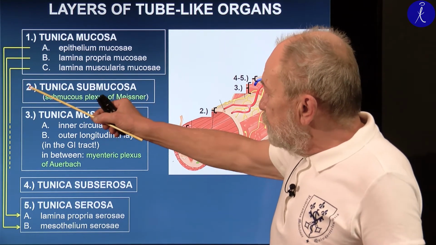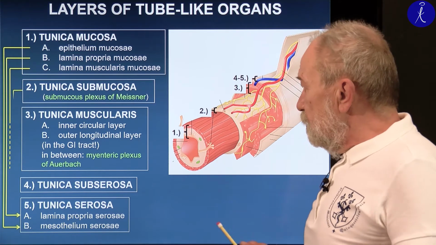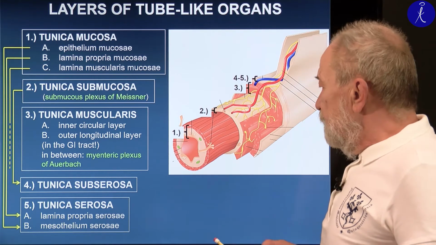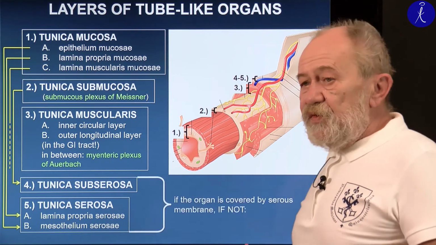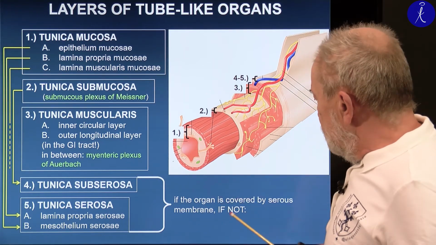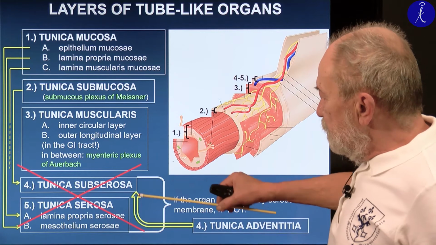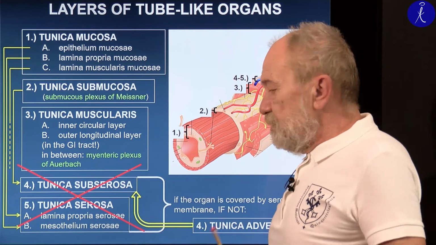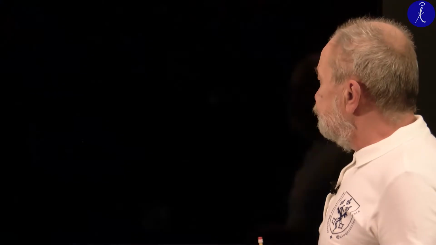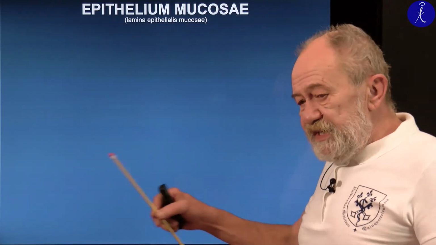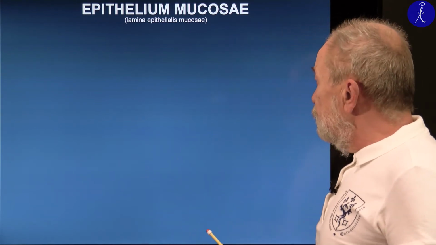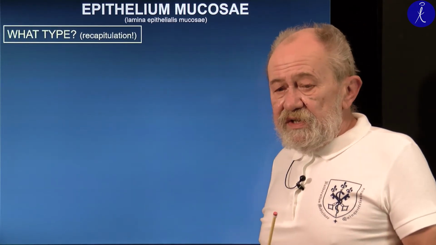And deep to the tunica mucosa, the tunica submucosa comes, and corresponding to that, deep to the tunica serosa, the tunica subserosa is there. If the organ is void of serous membrane coverage, then the outermost layer is the tunica adventitia, replacing the tunica subserosa and tunica serosa. Adventitia is again a loose connective tissue, as you know. If you must start the description from inside, then start with the epithelium mucosae, the lamina epithelialis mucosae, as it is also called.